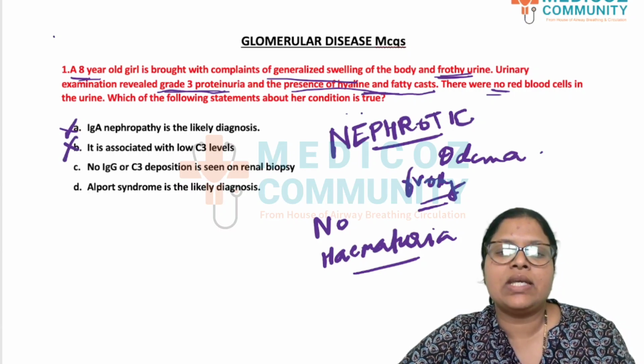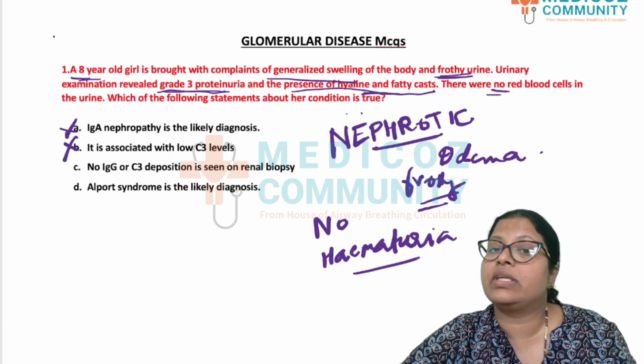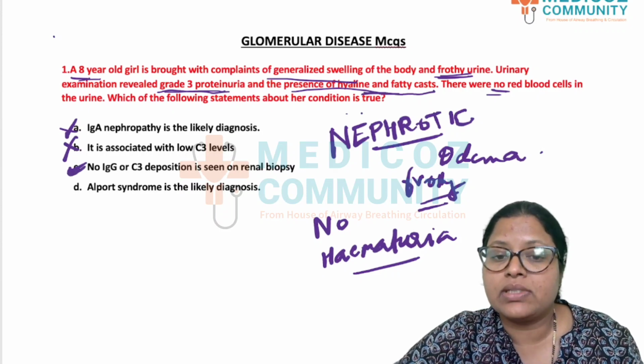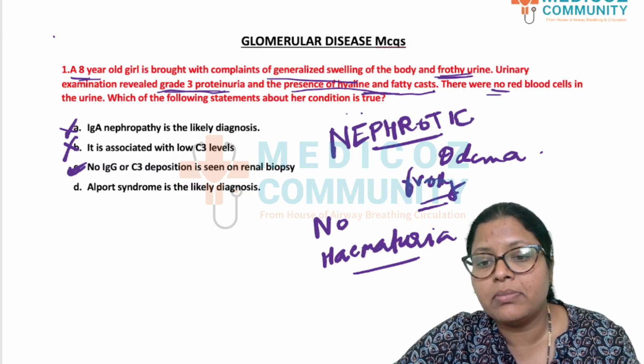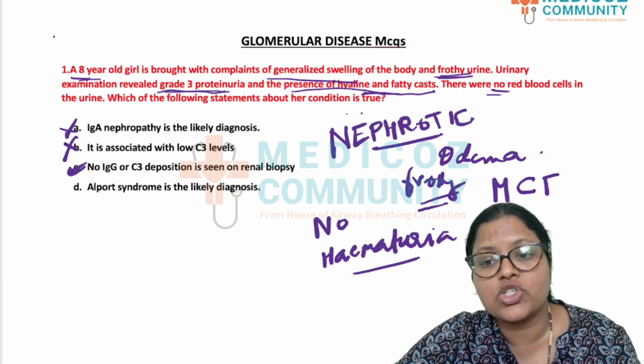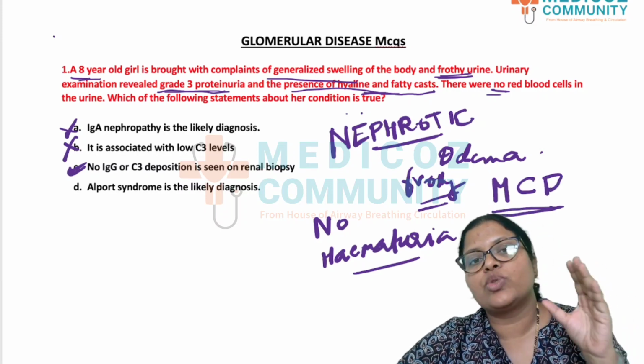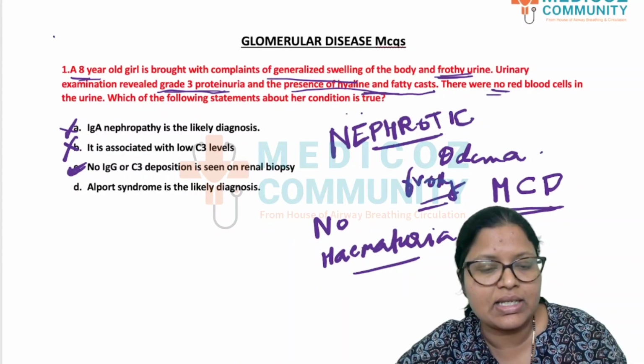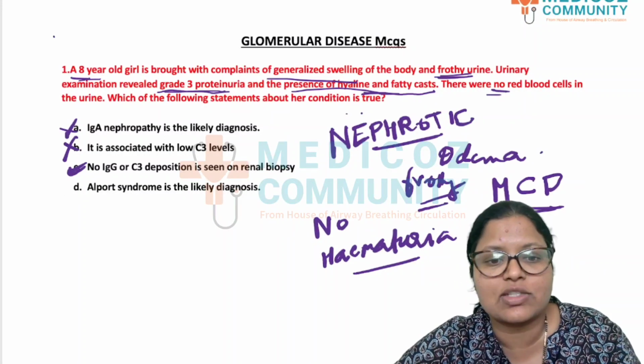No IgG or C3 deposition is seen on renal biopsy. Yes, this is the correct answer, because the disease we are talking about is minimal change disease over here, in which you see nephrotic syndrome. We will discuss this, and I'll tell you why, but I'm just telling you how to rule out the options. Now what is the next option?